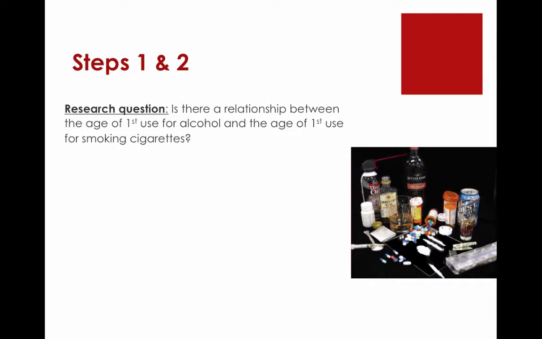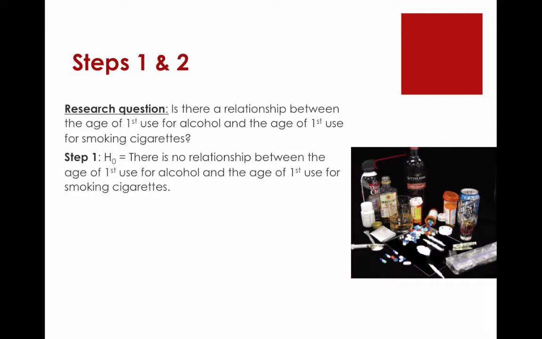All right, so let's take a look at step 1. There is no relationship between the age of first use of alcohol and the age of first use for smoking cigarettes. Okay, so now let's talk about the null hypothesis equation for correlation coefficient. Reflect on how you stated the null hypothesis equation when we were talking about t-test and ANOVA. What symbol did we use? We were using mu, right, which stood for the population mean.